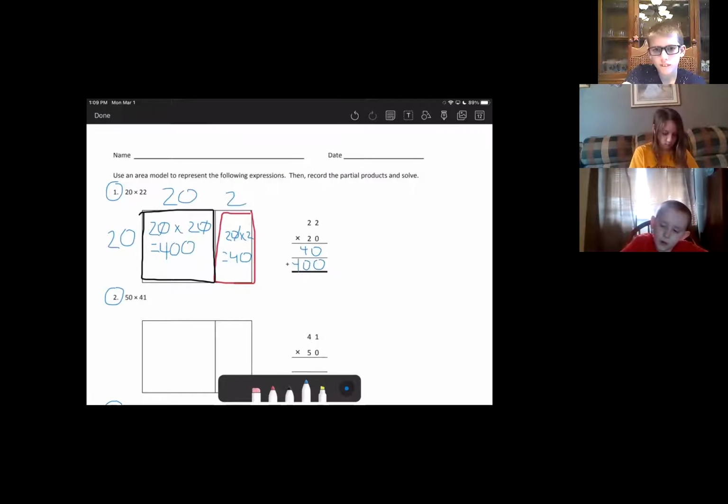So to find my final answer, or the area of the entire rectangle, what do I need to do? Reese, what do I need to do? Add the 40 plus the 400. Right, and what does that equal? 440. Right, equals 440. So our final answer goes down here below our two partial products since we added them up.